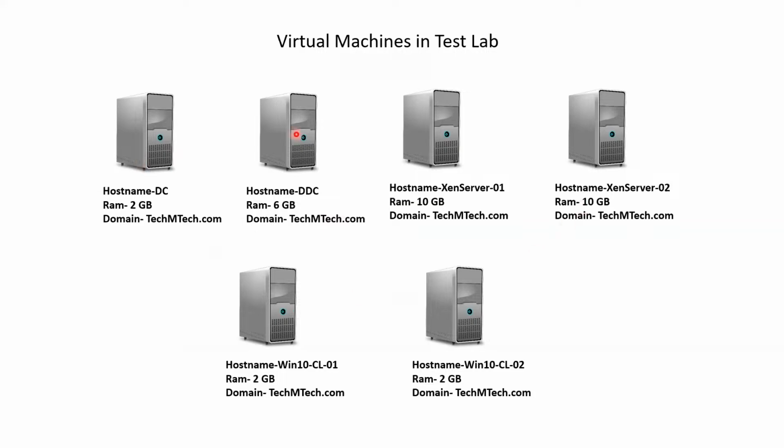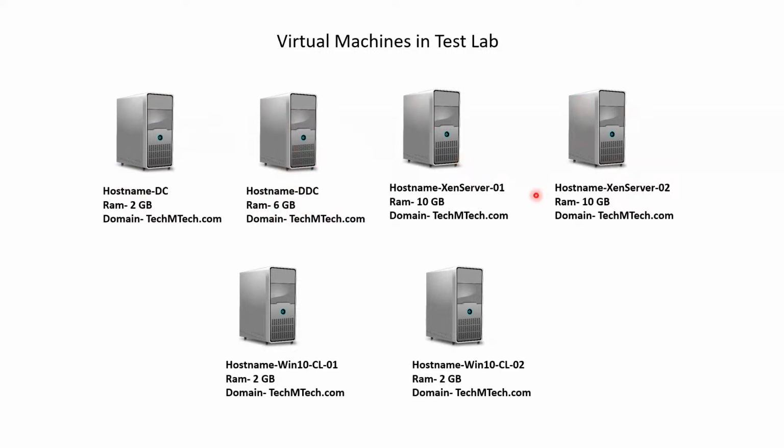So these are the virtual machines we have to deploy to set up the entire lab. The first server will be the domain controller and the second server will be the delivery controller. In my case, my domain is TechMTech. In your case, your domain may be different. You can create it with your name, right? For my domain controller, I have allocated 2 GB of RAM and the host name is DC. And this is my Citrix delivery controller. Again, the host name is DDC and the RAM allocated to this server is 6 GB. I joined that server into my domain, which is techmtech.com.